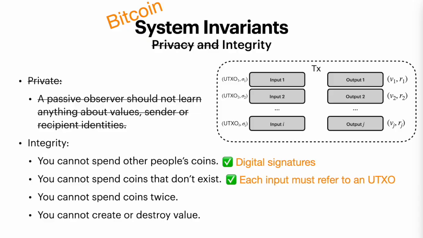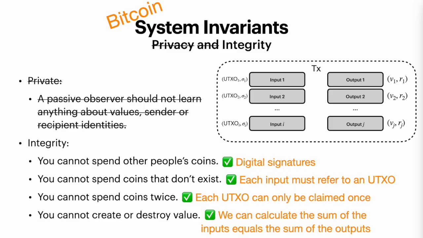Okay. Each input must refer to a valid UTXO. So we can just scan through and check, as a node, that this references a UTXO that does indeed exist. Each UTXO can only be claimed once, so since all the UTXOs are in the clear, I can just make sure to check when I verify transactions as a node.